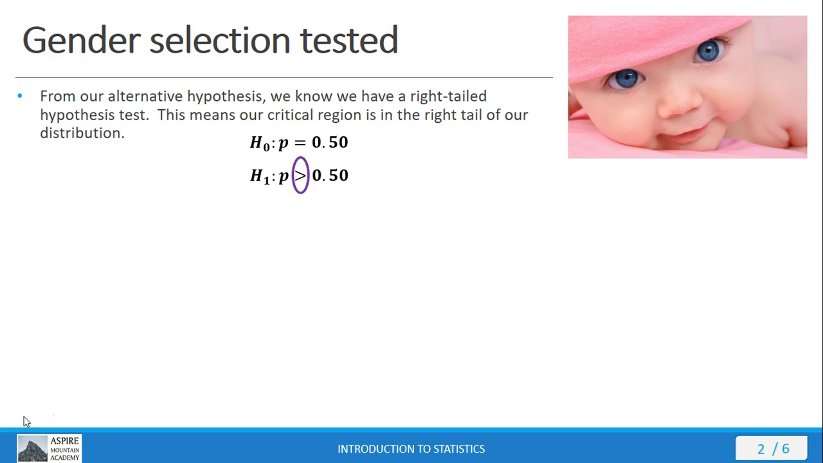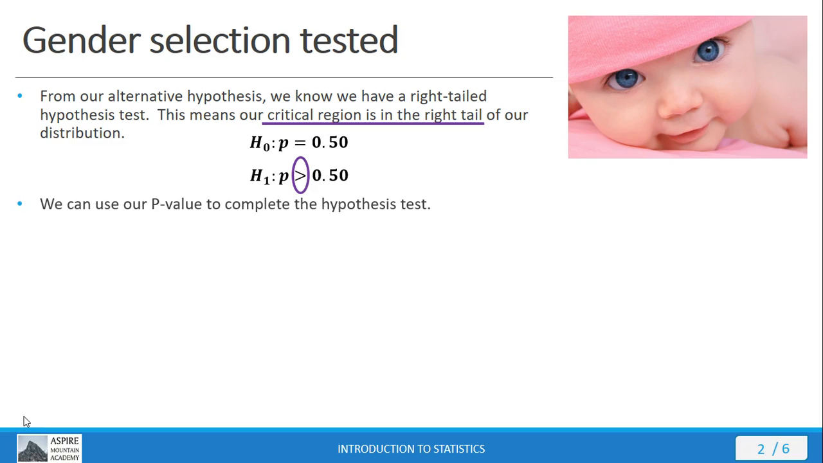Because this is a greater than sign, it's like an arrowhead pointing to the right, and that symbolizes we have a right tail test. So that means our critical region is in the right tail of our distribution. So that's going to be the region of rejection for our hypothesis test, in the right tail of the distribution.